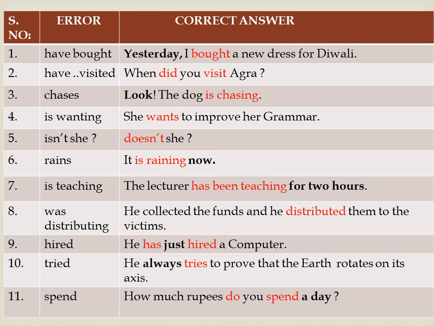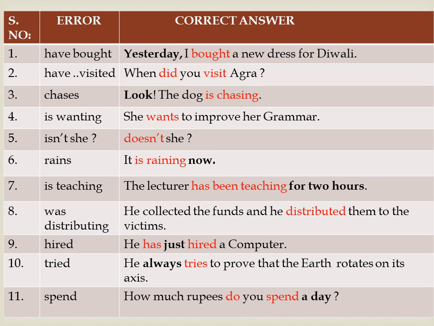Let us recall the rule now. The clue words like yesterday, now, just, always, etc. are darkened. These adverbs and time expressions help you to use the correct tense. Yesterday I bought a new dress for Diwali is a complete past action, so use past tense. When did you visit Agra is also a complete past question. I visited Agra last week.